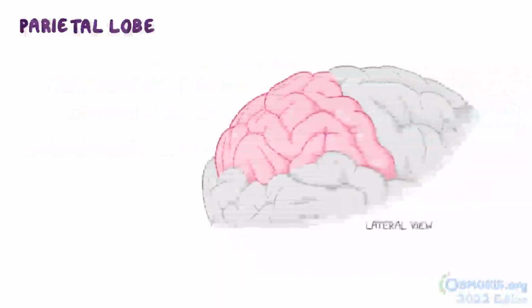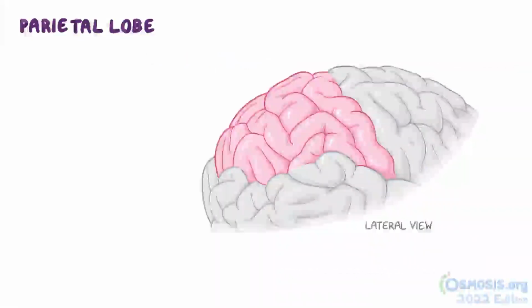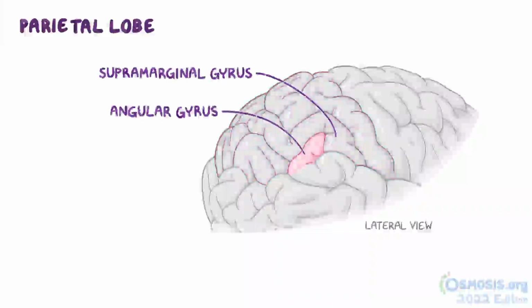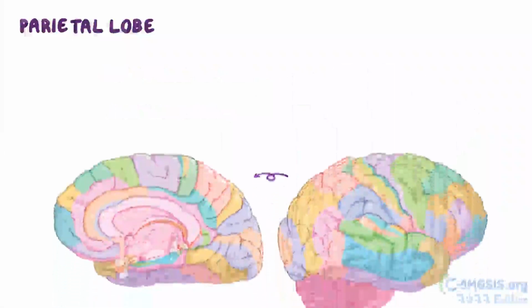Remember the posterior ramus of the lateral fissure? Well, there's a part of the inferior parietal lobule that folds over the end of the posterior ramus, and it's called the supramarginal gyrus. And behind it is the angular gyrus that folds over the end of the superior temporal sulcus found in the temporal lobe. This takes us to the functional regions of the parietal lobe.